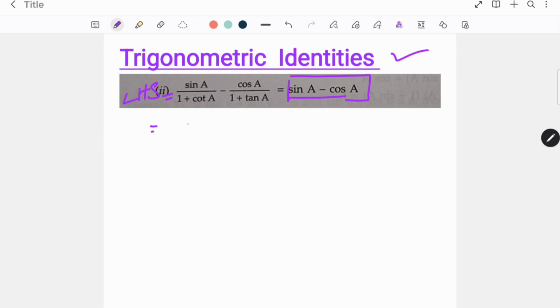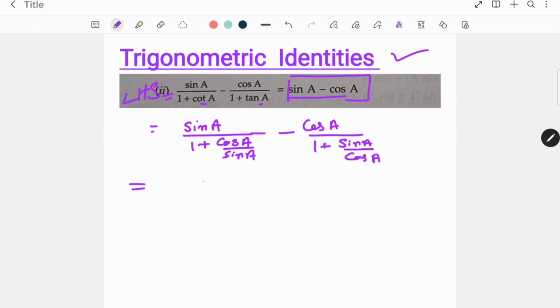The first step: we are keeping this sin a as it is, the upper one. The 1 plus cot in the denominator we are splitting. We know cot means cos a by sin a. In the same way, the second part also, we keep this cos a the same, and in the down part this tan will split. So 1 plus tan means 1 plus sin a by cos a.